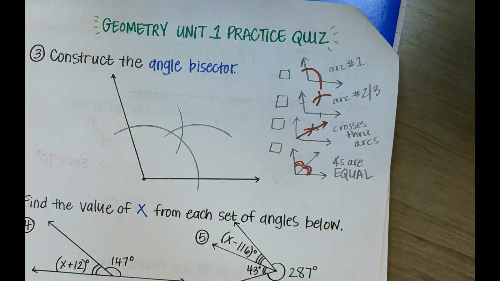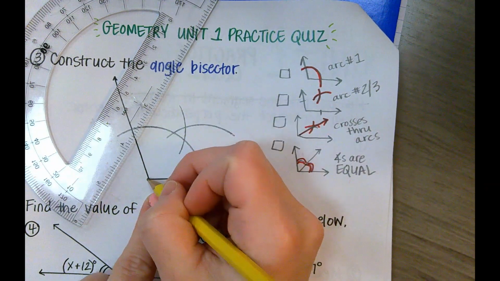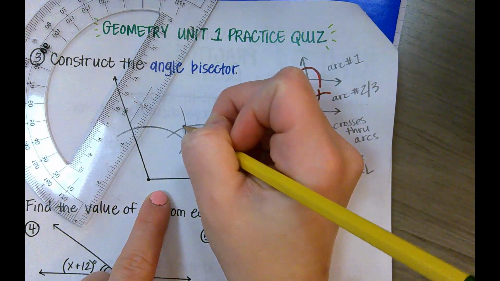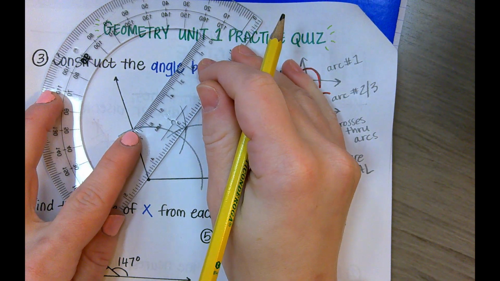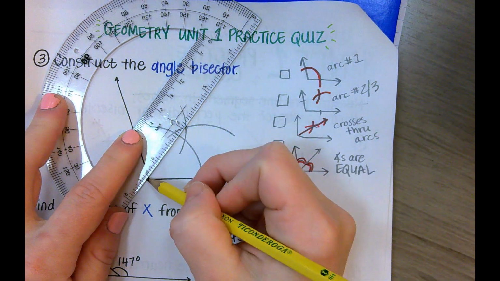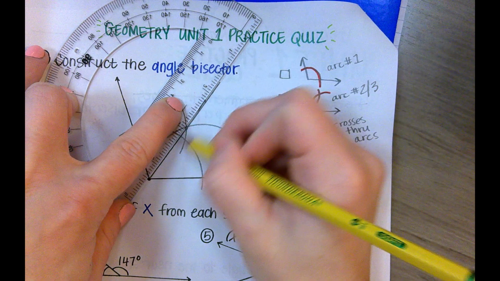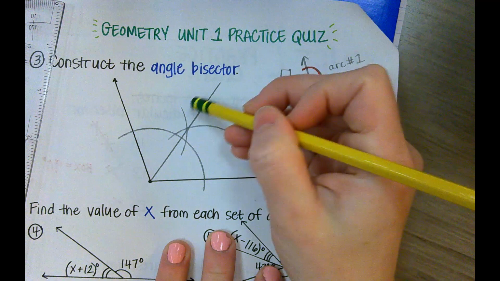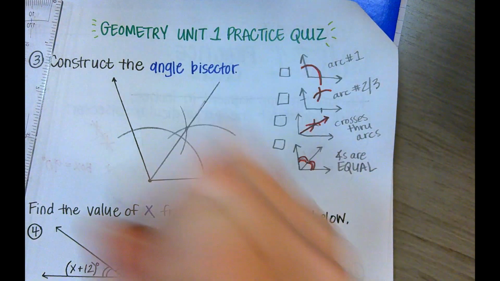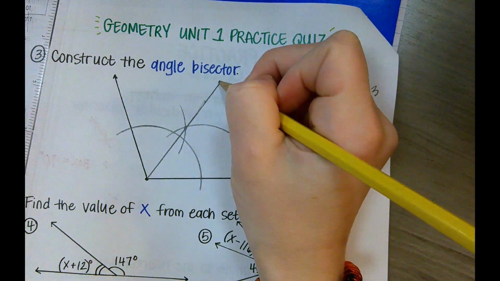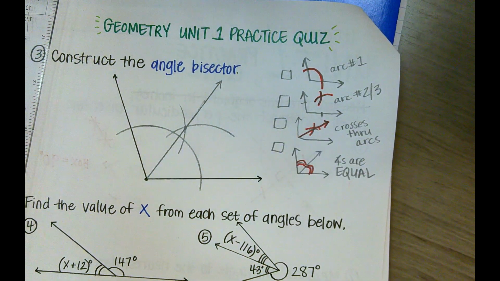Yes, now we draw our line. So get your straight edge. Our line should go from the vertex through that last intersection. Try to line it up as close as you can. Go straight through that. Next, I'm going to put a little arrow at the end of that. Perfect.